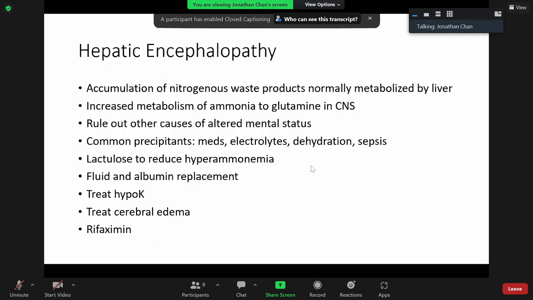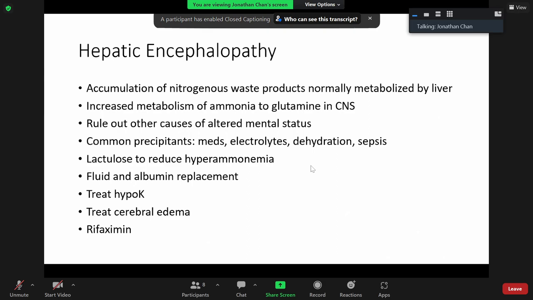There are a couple other diagnoses of exclusion we can talk about briefly today. One of them is hepatic encephalopathy. So this is, again, a diagnosis of exclusion. It is an accumulation of nitrogenous waste product normally metabolized by the liver. Because patients with cirrhosis and liver failure have difficulty metabolizing a lot of the nitrogen waste, it can accumulate and cause patients to have altered mental status.